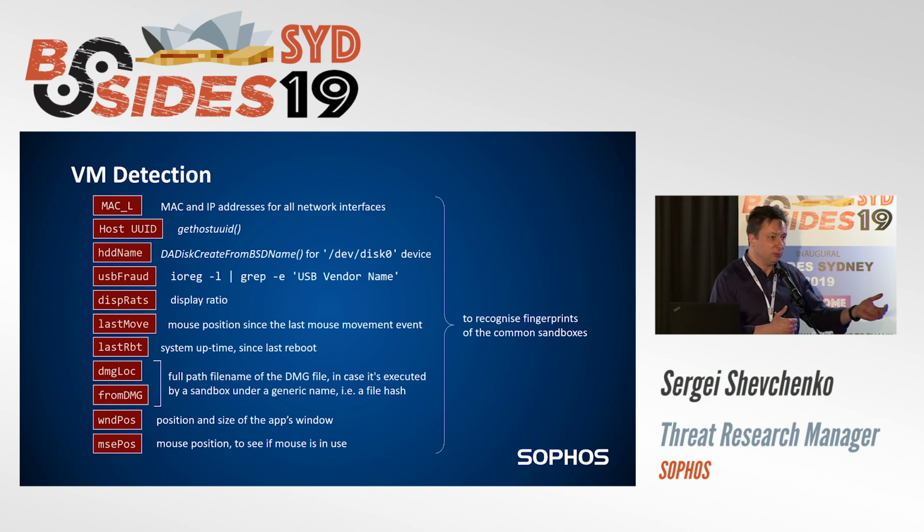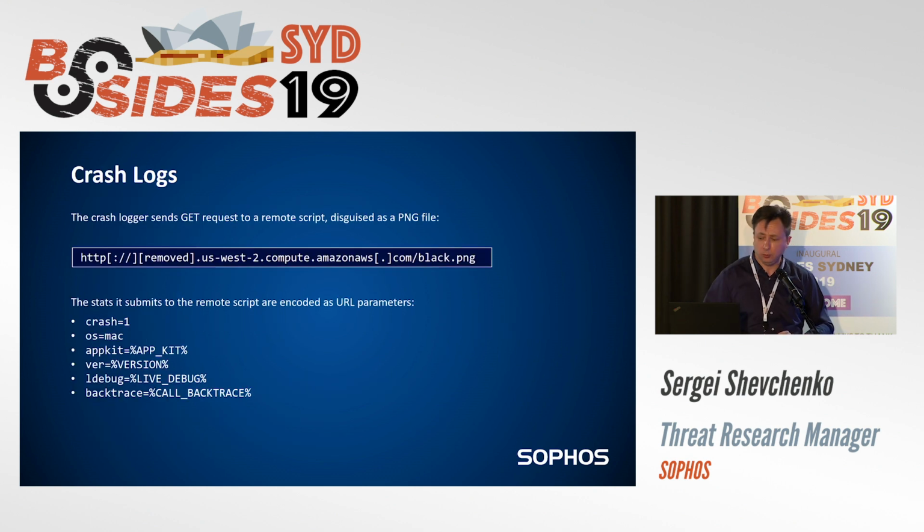Full path name of the DMG file. Some sandboxes give it a predefined name, like the file name or hash of that file, so if it's not what they expect, they're not happy with it. Position and size of the application window. With all of this trickery they're basically fingerprinting the sandboxes. They don't want to allow execution under the sandbox.